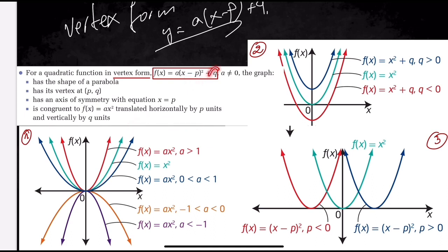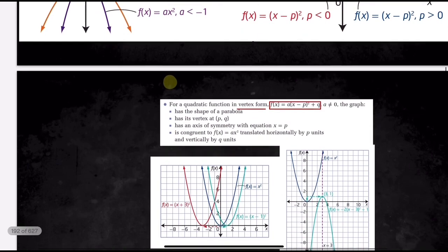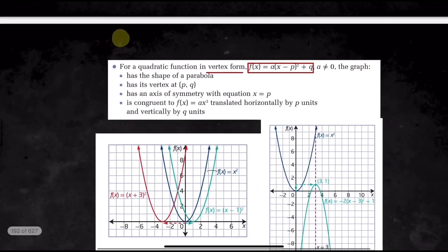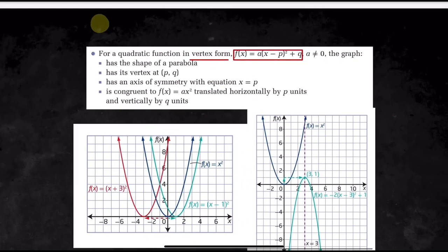For the q, it is the vertical translation. If you have plus q, that means your parabola was shifted upward by q units. If you have minus q, that means your parabola was shifted downward by q units. Good. So now let us see exactly some examples.